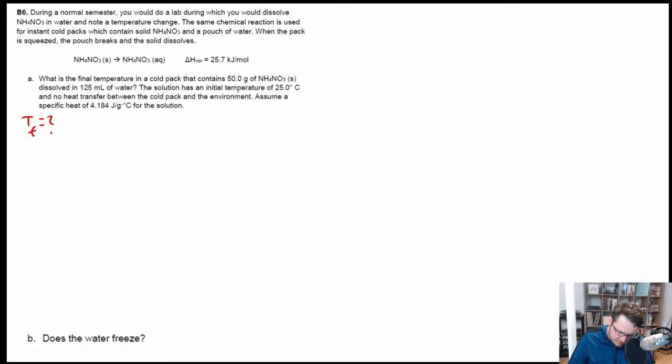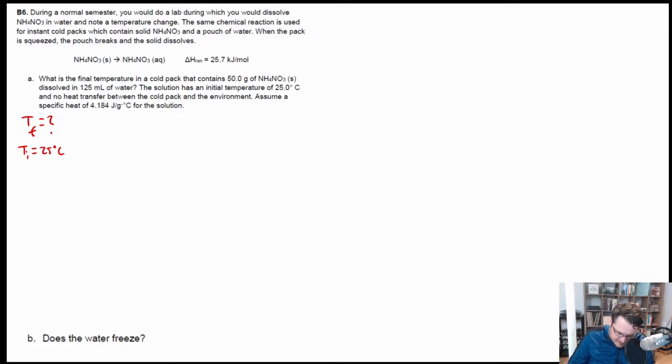And so we have a cold pack that contains 50 grams of ammonium nitrate. We dissolve that in 125 milliliters of water. And then the solution has an initial temperature of 25 degrees Celsius, so TI is 25 degrees Celsius. And there's no heat transfer between the cold pack and the environment, right? So we're considering the heat pack and the solution that we have. It's a completely insulated system, so we don't have to worry about losing any of the heat that's generated from that reaction to the surroundings. All of that heat is going to get transferred into the solution that we have in these cases.